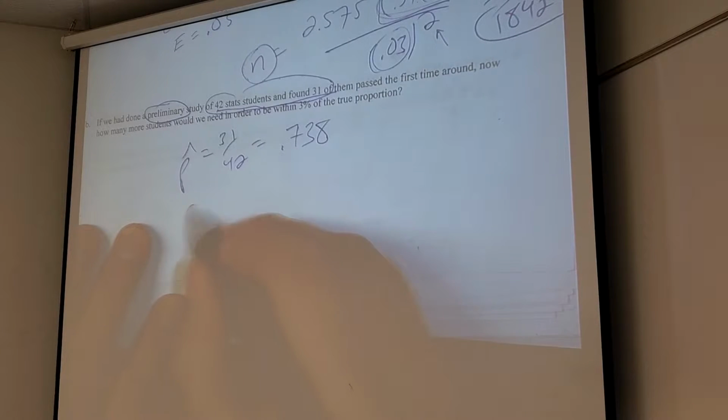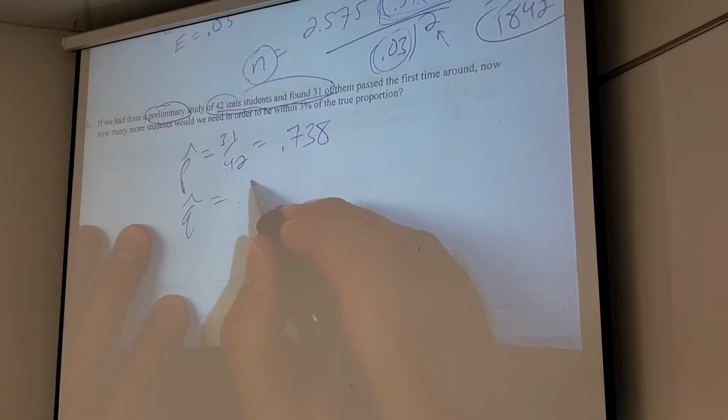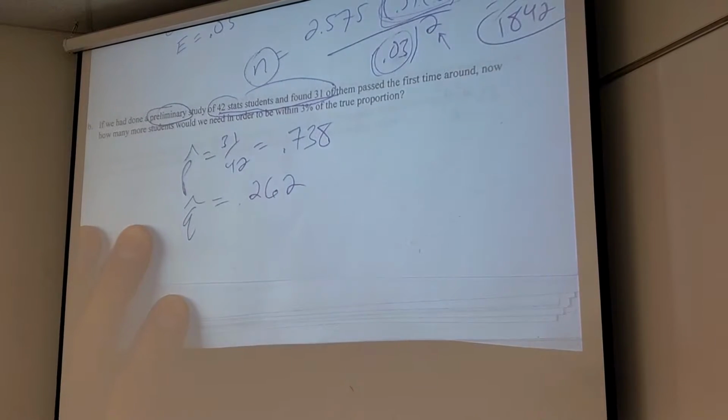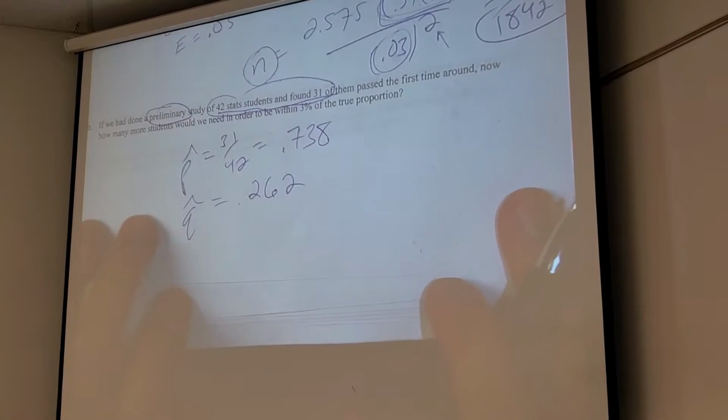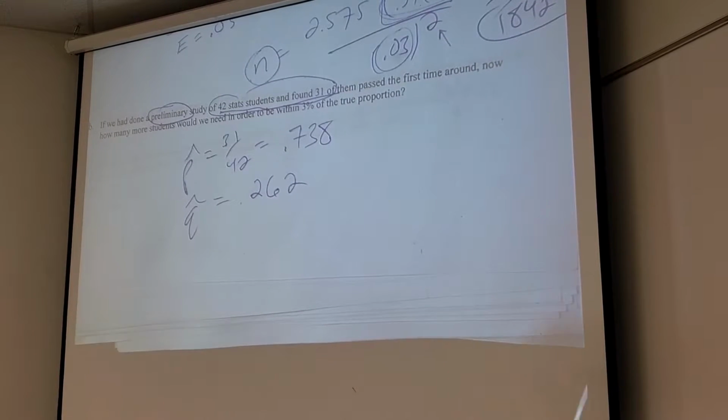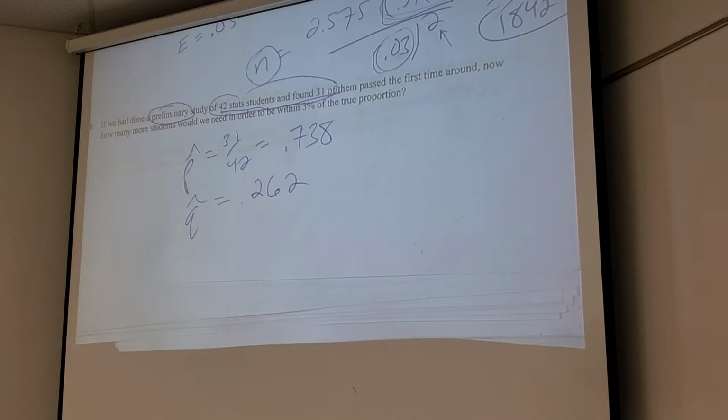So what's q hat? 0.262. I like it. Everybody see where that came from, right? No matter what article of clothing they're wearing, p and q have to add to be 1. We know that because of what they are.